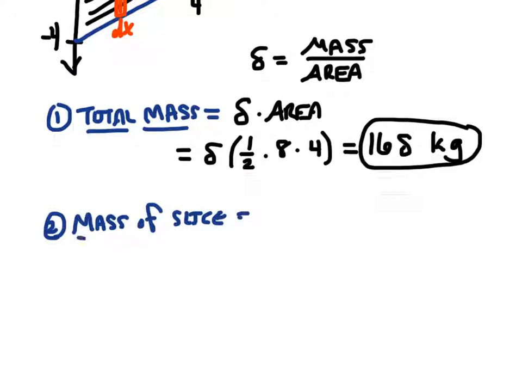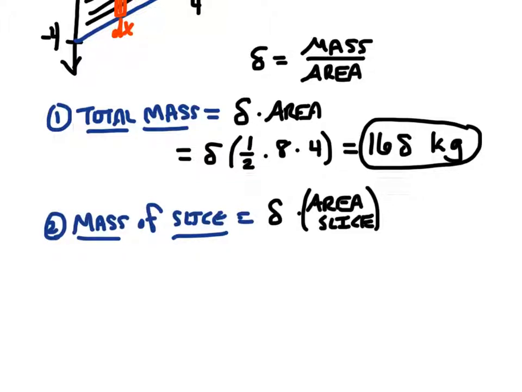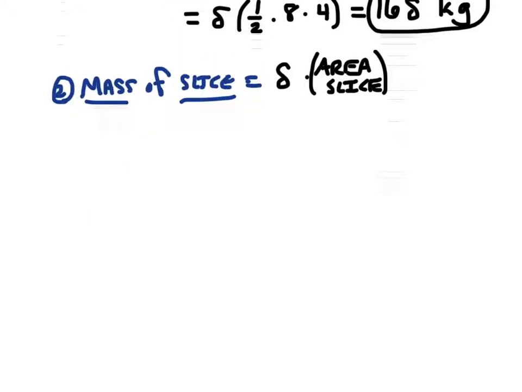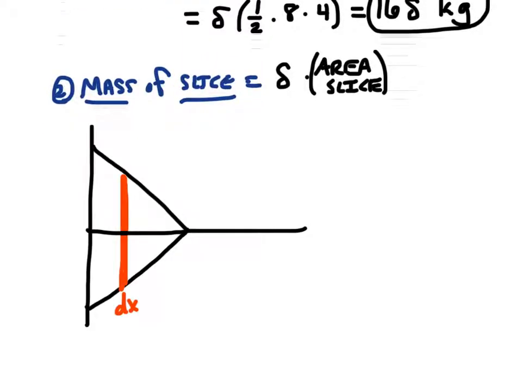Okay, second step is going to be to look more at the mass of a slice. Mass of a slice, we use the same formula. It's going to be delta times the area of a slice. And so our job is to figure out what the area of each of these little red slices that I drew above is. So I'm going to redraw the image down here so that we have a little bit more room to work. So here's our slice. We know that this is 4, this is -4, and this is also 4.